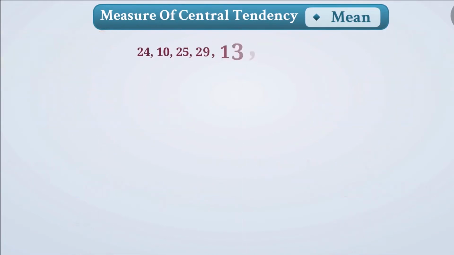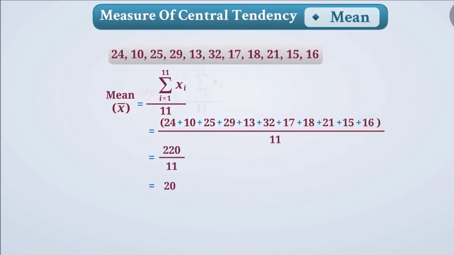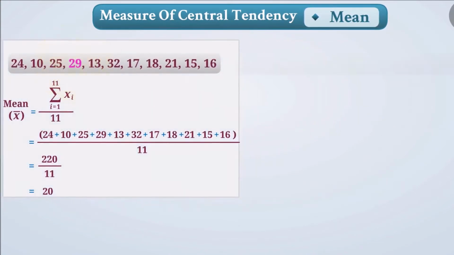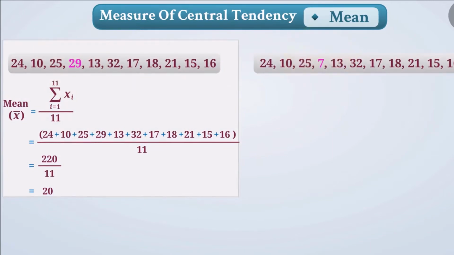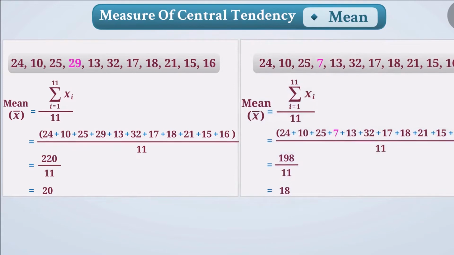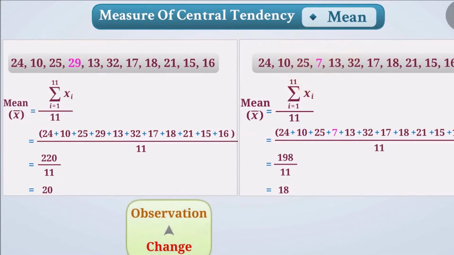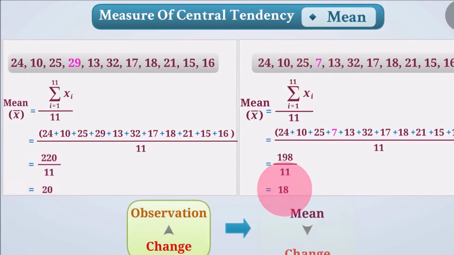Here are some observations. Their mean is 20. If we change the observation 29 and write 7, then with the new observation, the mean is 18. In this way, the mean depends on all observations. If there is a change in an observation, then the mean also changes.